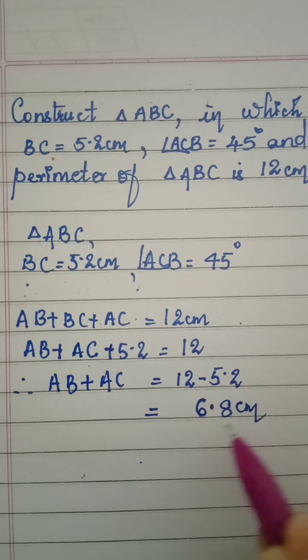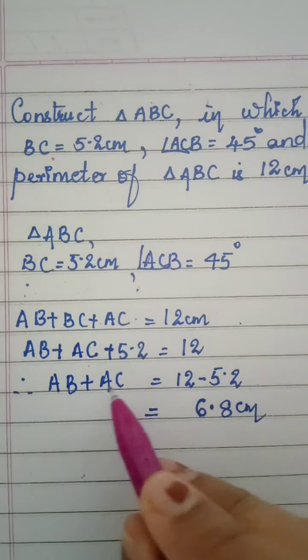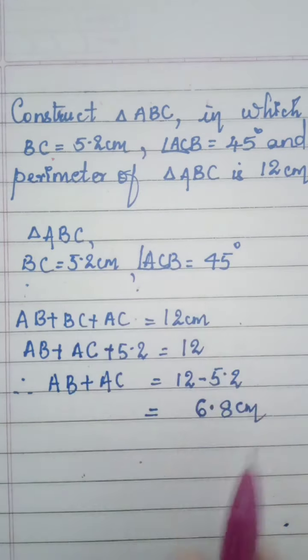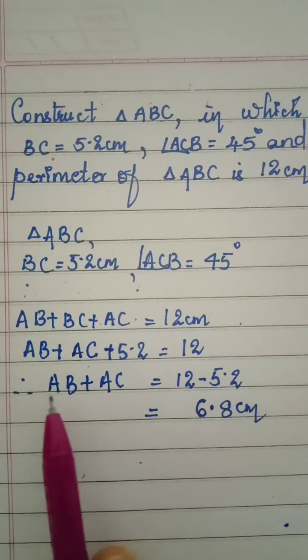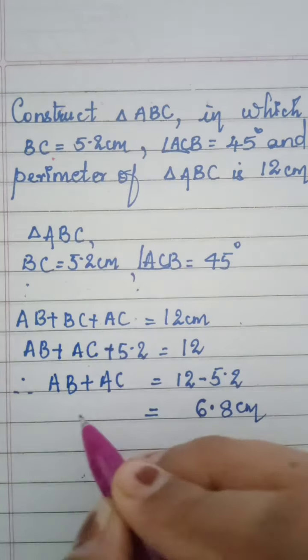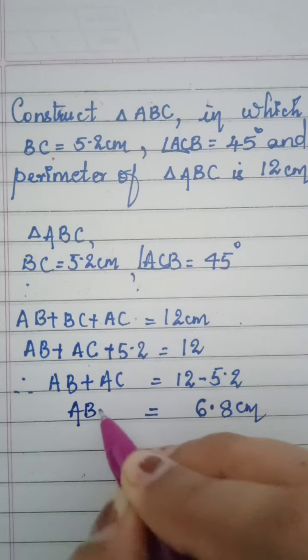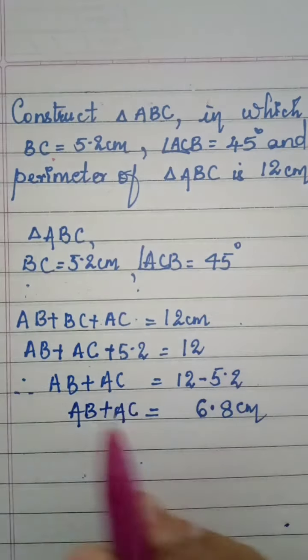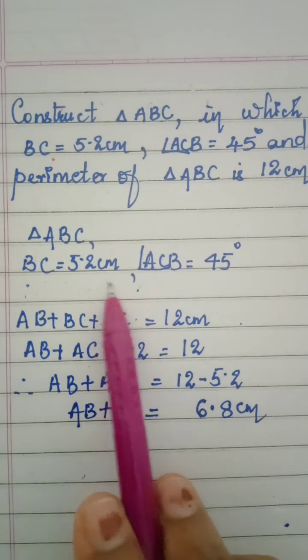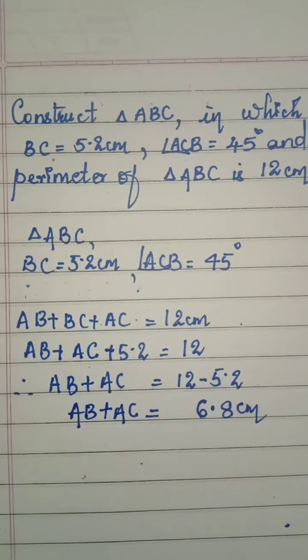Now, the property is also fulfilled. Sum of two sides greater than the third side. This should always be greater. So, we got the sum of two sides, right? Two sides sum we got, AB plus AC. Third side we know, BC is 5.2, and the angle also. Now, you will follow the same method.